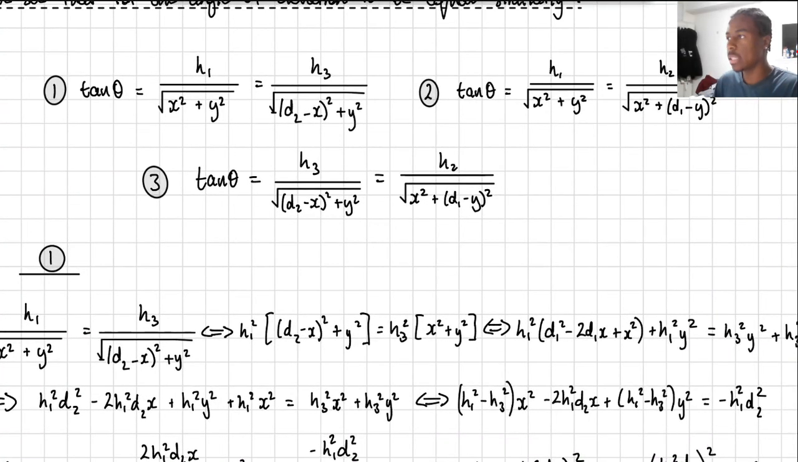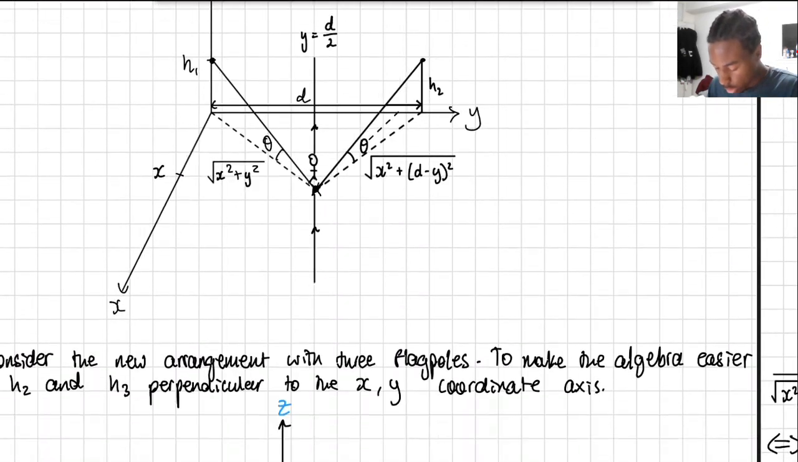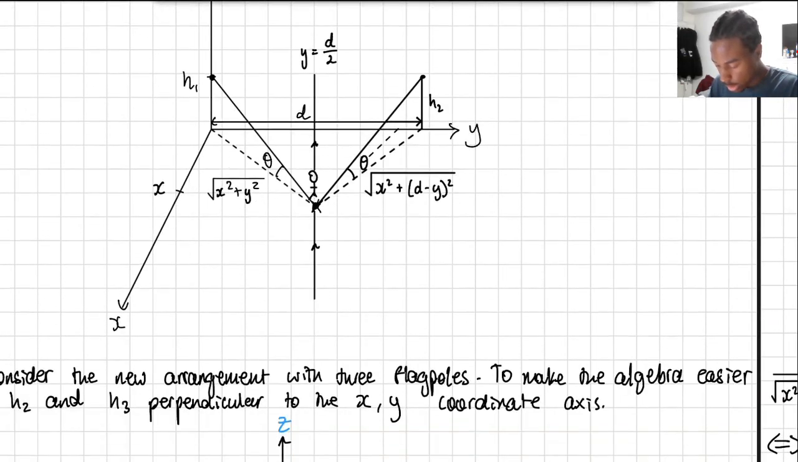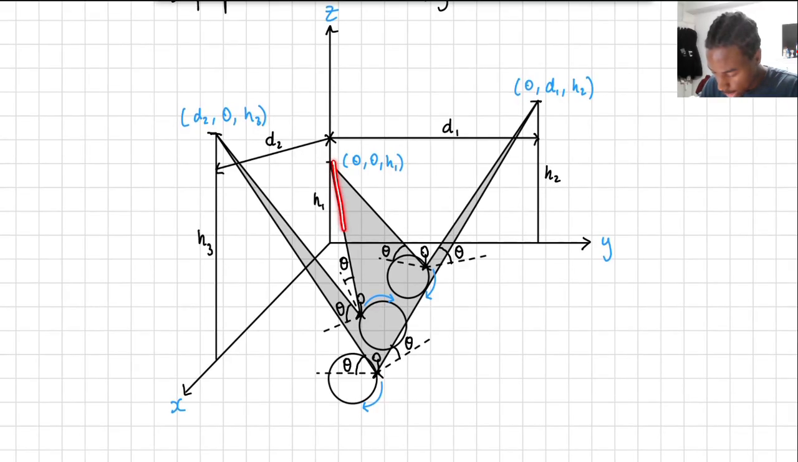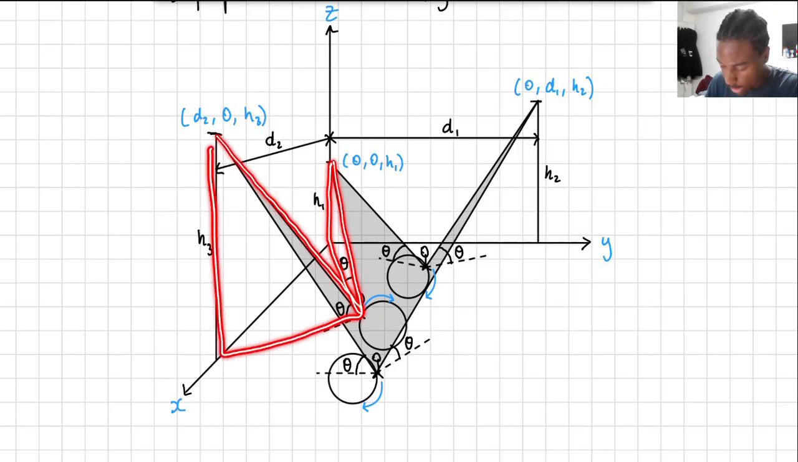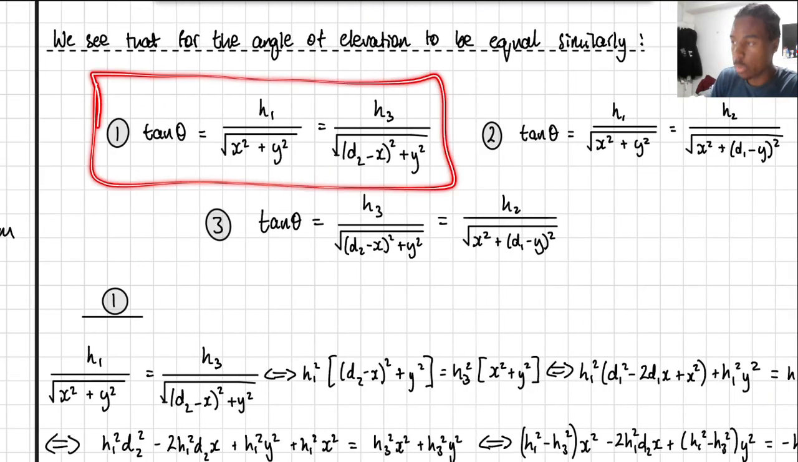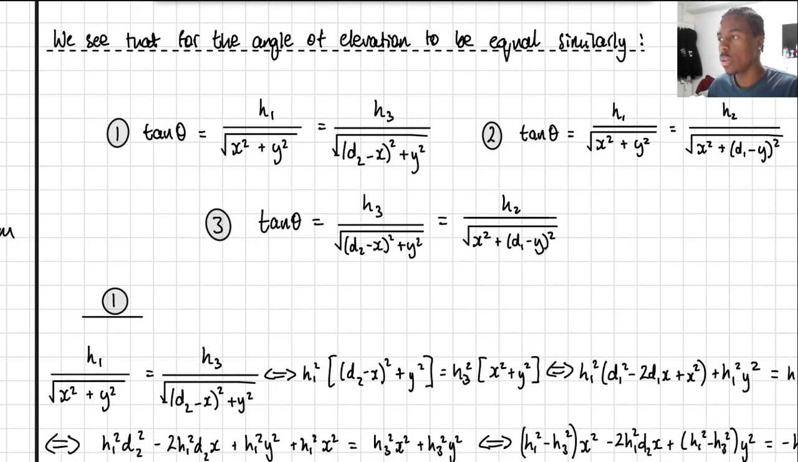Okay, does that make sense? So if we go back, H1 and H3, so that's looking at this triangle here and this triangle here, and saying that tan theta is equal to this equation here, and then doing likewise for the other 2 circles.